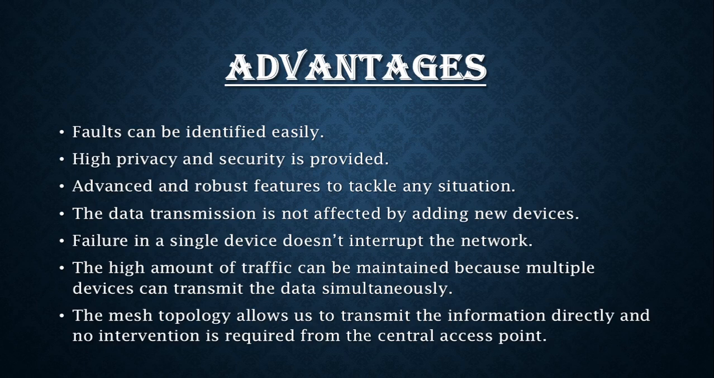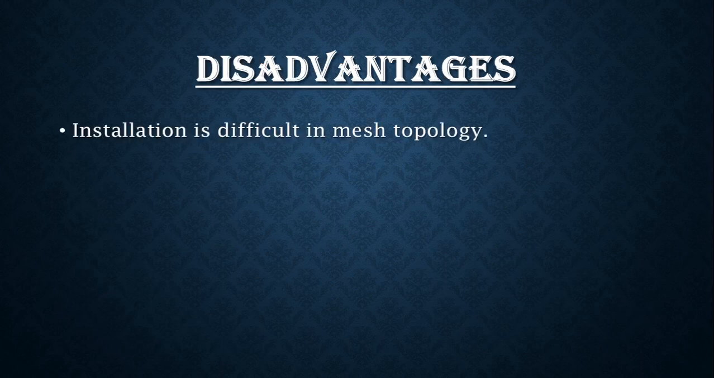So let's discuss some of the disadvantages of mesh topology. Installation is difficult in mesh topology because all we need to do is to link every node with each and every other node in the network. So all we need is wired communication. Every node must be linked, so in this way installation is very difficult.